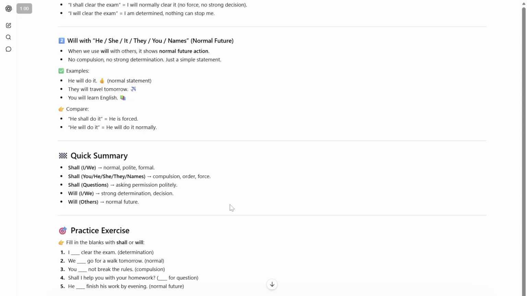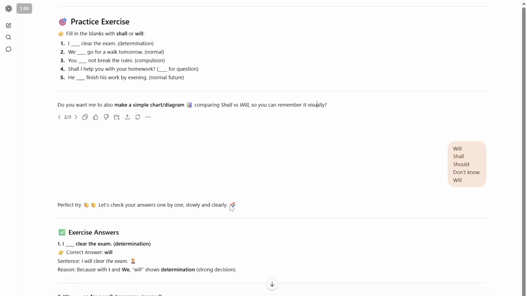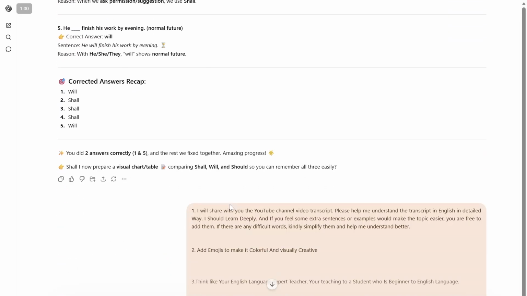Practice exercise. Fill in the blanks with shall or will. 1. I clear the exam. Determination. 2. We go for a walk tomorrow. 3. You not break the rules. Compulsion. 4. I help you with your homework? For question. 5. He finishes work by evening. Normal future. Do you want me to also make a simple chart diagram comparing shall versus will so you can remember it visually?